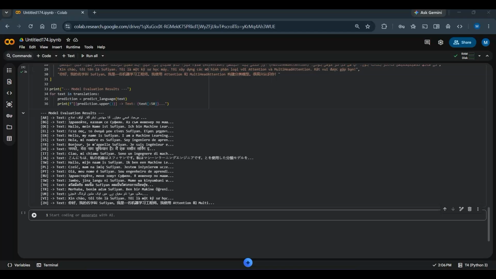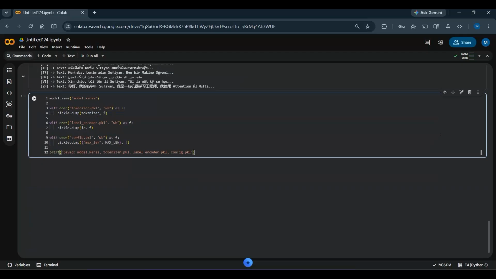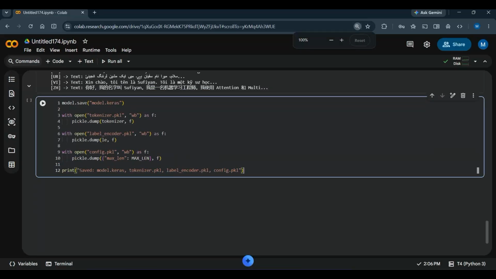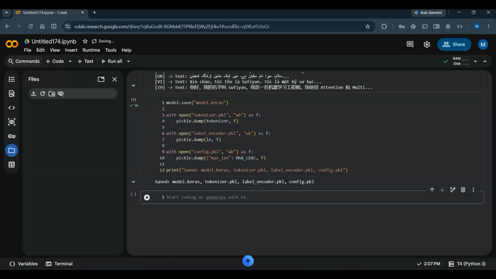Last step, we save the trained model, tokenizer, and label encoder so we can reuse this exact model anytime without retraining. And that's the full build from raw text to character-level tokenization to a real transformer-style attention model to your working 20-language detector. If you followed this step by step, you now understand exactly why every layer is there, not just what it is called.